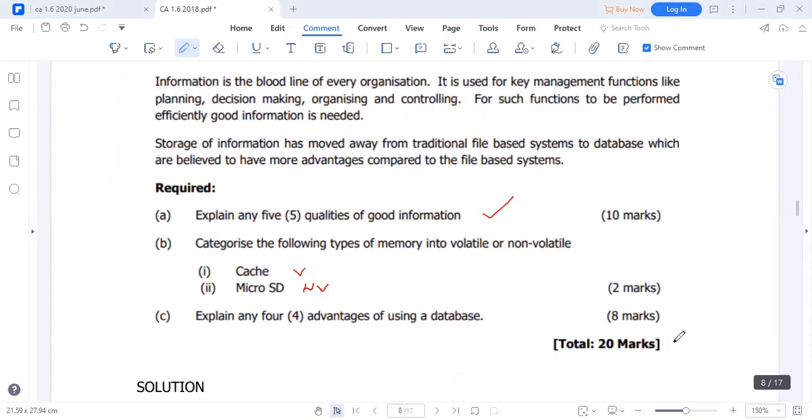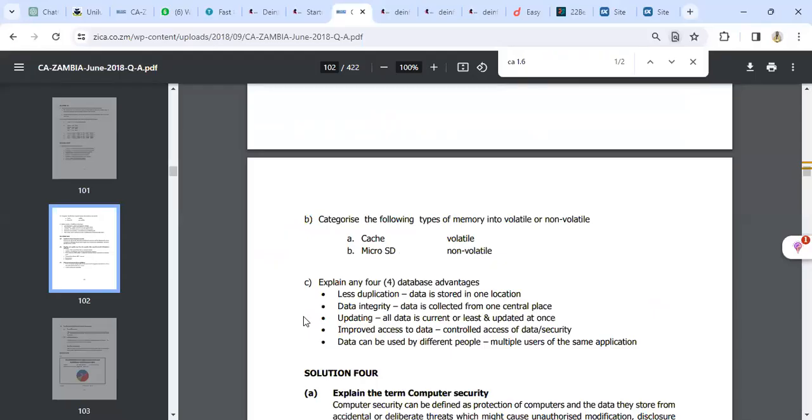What are the four advantages of using a database? Database advantages are that there's less duplication because it controls the data that is being stored. Data integrity: the data is collected in one central place. Updating: all data is current, at least it's updated once. Also improved data access: you control access, the security. Then data can be used by different people in the same application. So that's the advantage of a database.